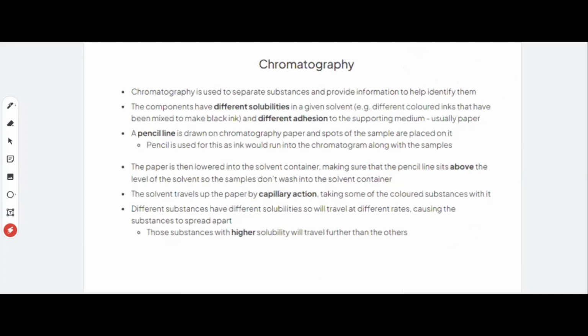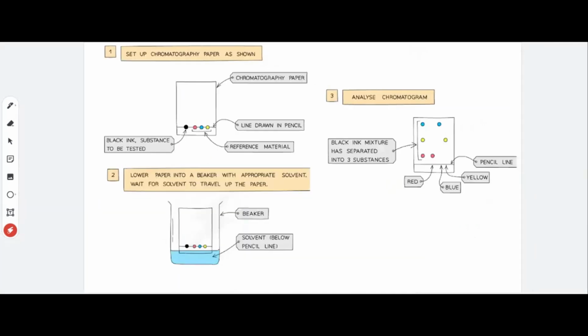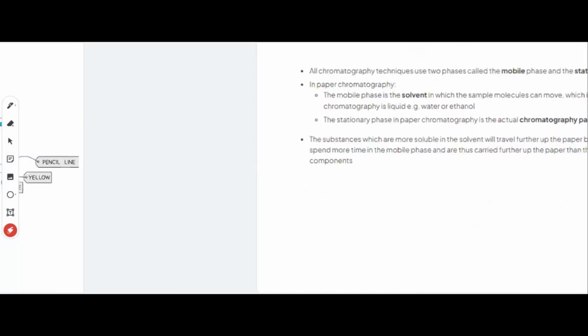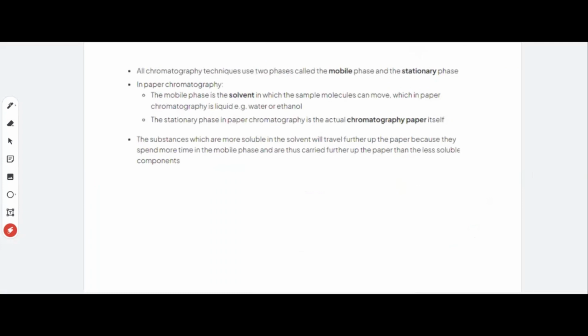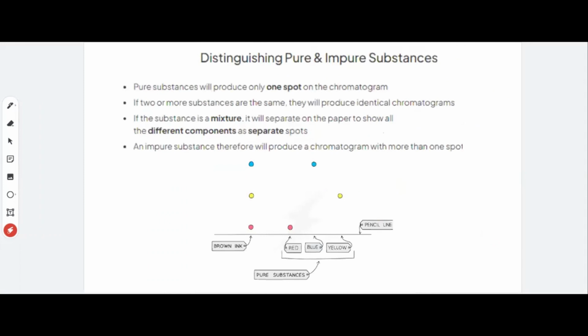Okay, now this is just the theory of chromatography. Look over here, this is how we did it. You don't have to go into the mobile phase or stationary phase, these terminologies are not there in your syllabus.